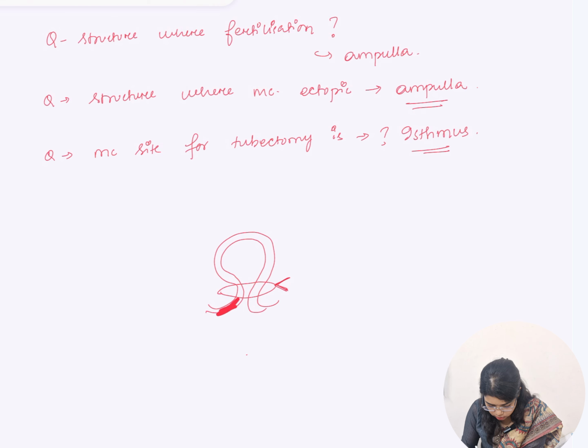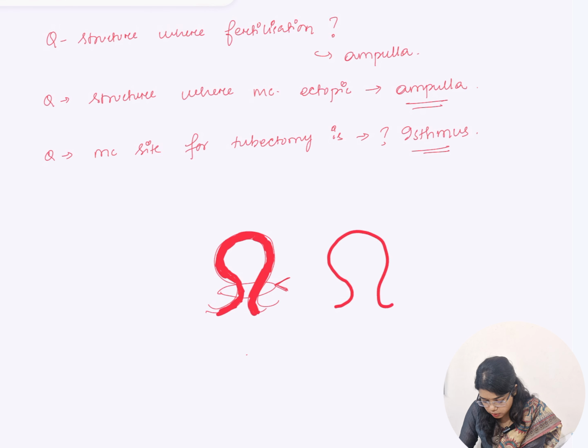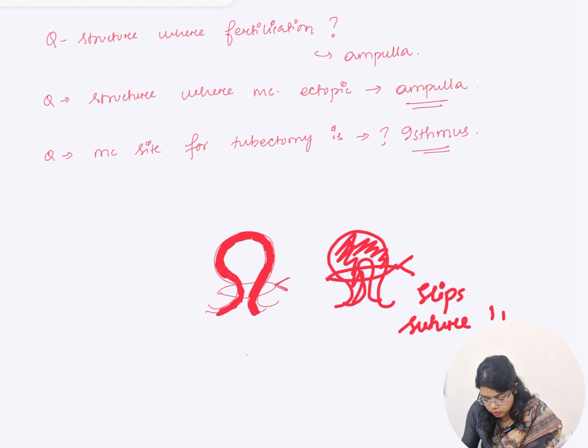But see, this one is narrowest, so it is easy to ligate. But if this one, this is ampulla, this is widest. So if we ligate, it can slip. The suture will slip. So it is difficult. Fine. Okay.